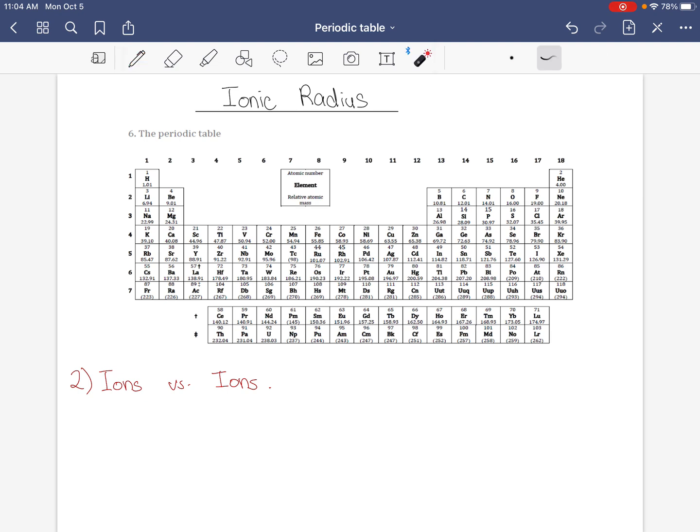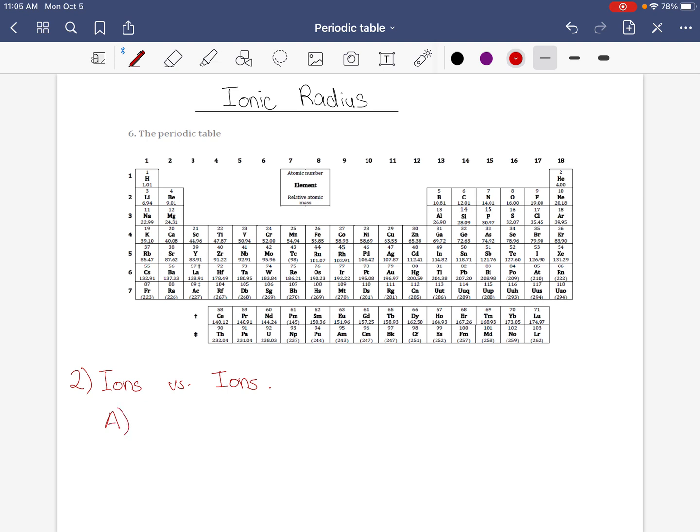Because let's say, for example, oxygen gaining 1 is not going to make them happy. It's not going to be stable, because oxygen at least wants to gain 2. So we're going to see how the trend goes when oxygen gains 2 versus fluorine, which we saw only gains 1. So let's look at scenario A.